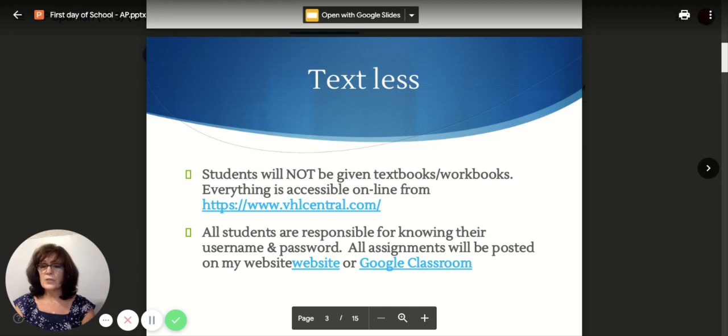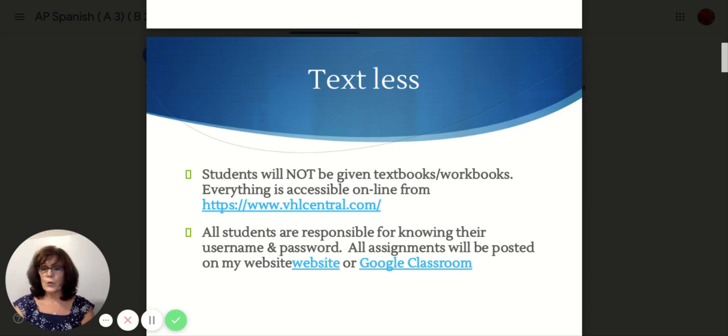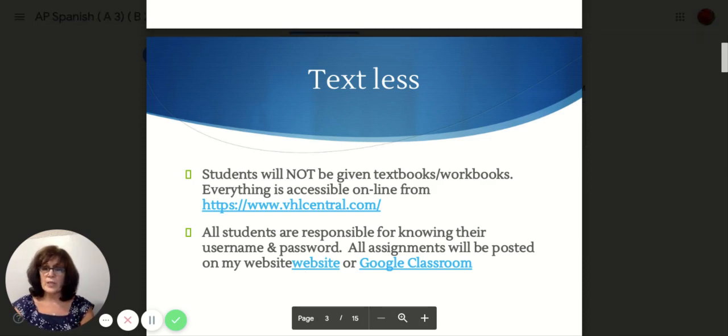The next one is, like I said before, the text is online. We do not use a physical textbook, but we do use a lot of resources. This is the link for the textbook, and also you find any information that I upload to your child's assignments on Google Classroom. You can also visit my website at rutherfordschool.org under my name, and everything that I assign to them will be linked to that calendar when the assignment was assigned and then when it's due.